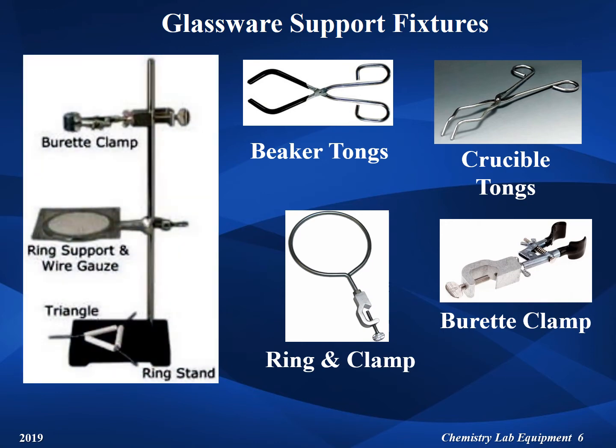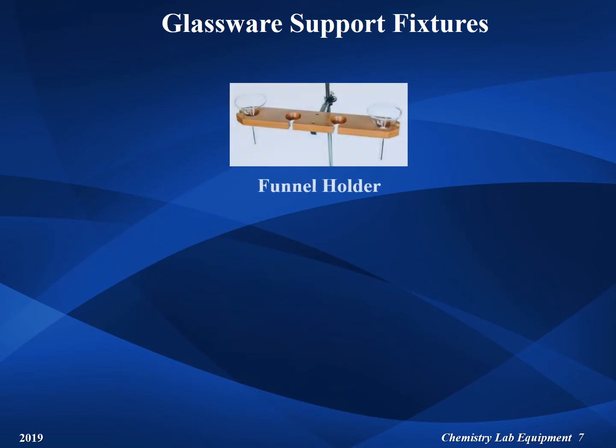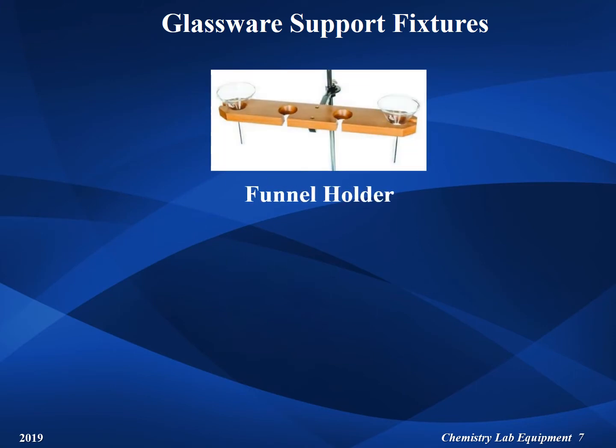This image shows a ring stand with a burette clamp and a ring clamp to the stand. A wire gauze and triangle are also shown. The triangle has 3 ceramic rods mounted on wire in the shape of a triangle. Other glassware support fixtures include a holder to mount 4 funnels.